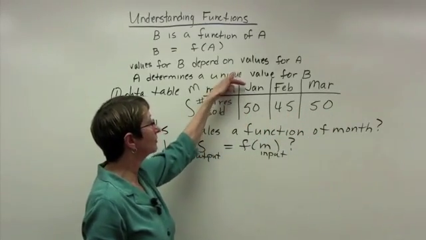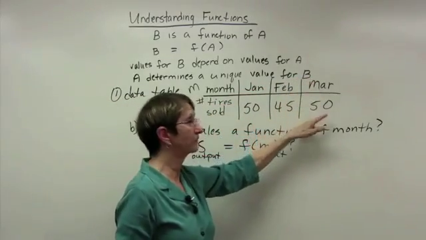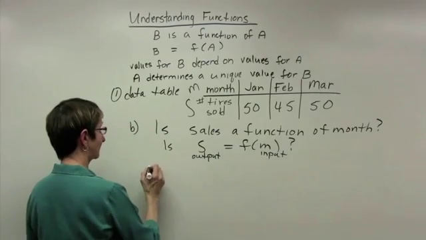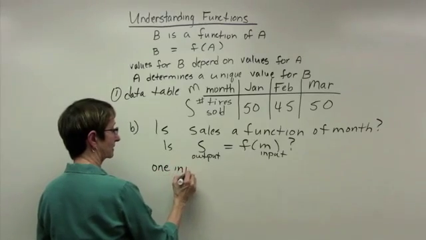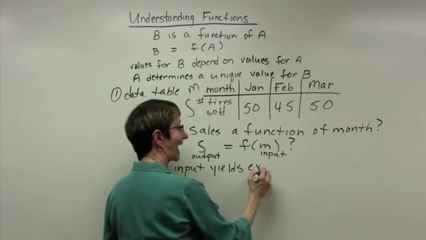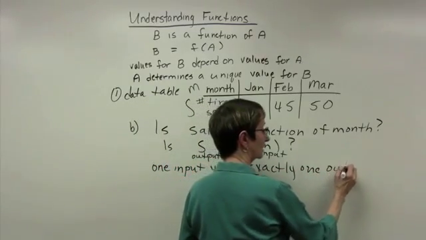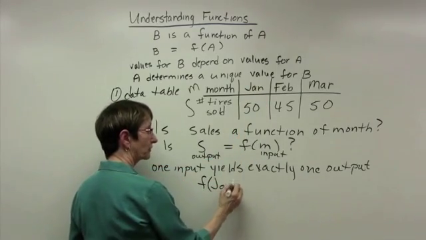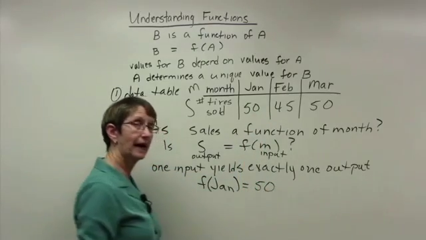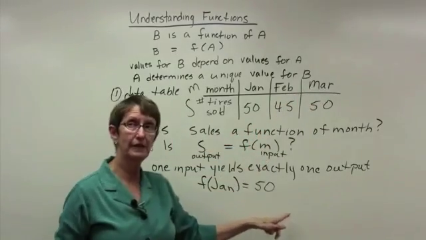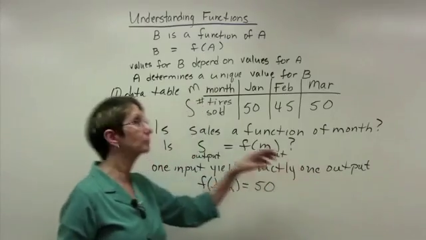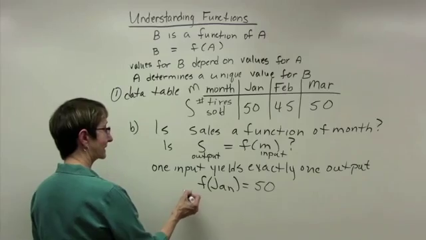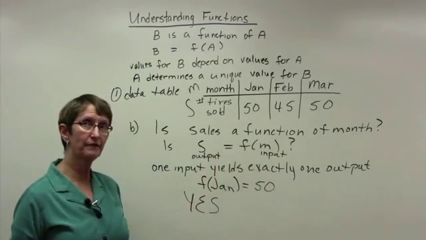So I have January's input, 50 for the output, March input, 50 for the output, but it doesn't matter about there being two 50s on here, because the question says one input yields exactly one output. And that is the case. If I take the month of January, put it into the function, the only output I get is 50 tires. If I put in March, I get out 50 tires, but one input yields exactly one output, so that my input does determine a unique value for the output. So yes, sales is a function of the month.